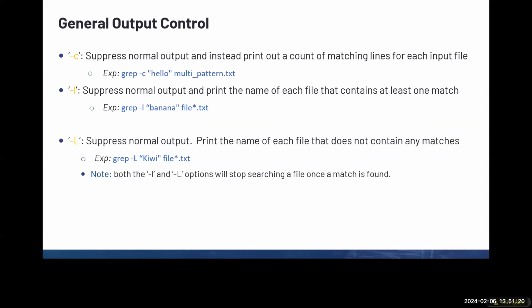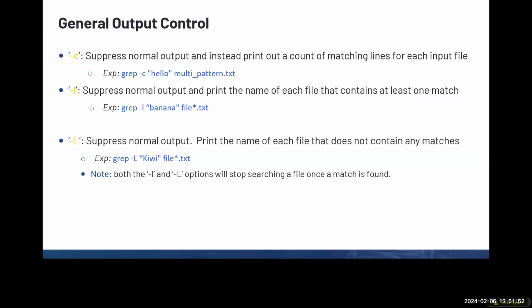Another output control is the -c. The -c will suppress normal output and instead print out a count of matching lines for each input file. So here C is for counting. So grep -c hello multi-pattern.txt will print how many lines contain the word hello in the multi-pattern.txt file.